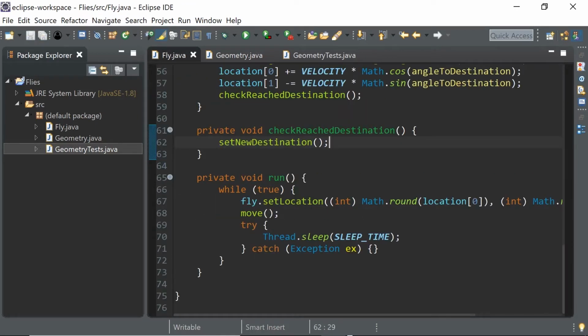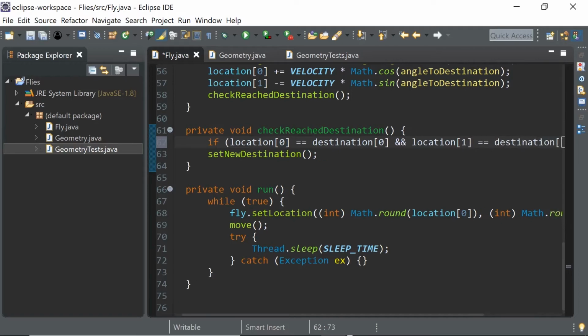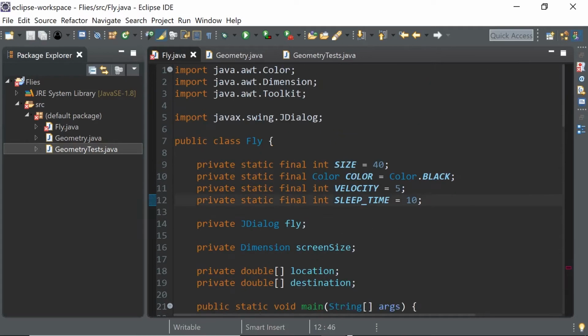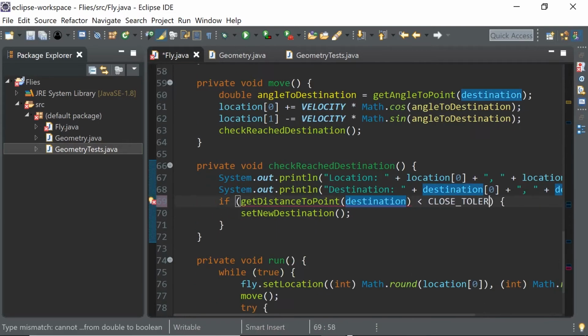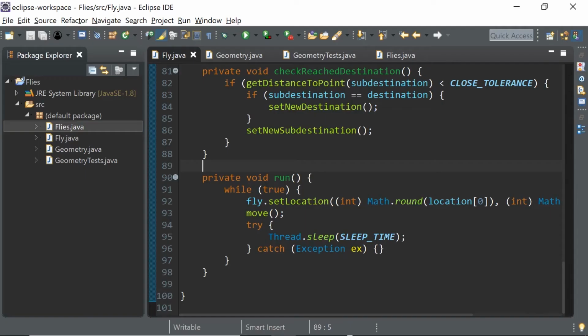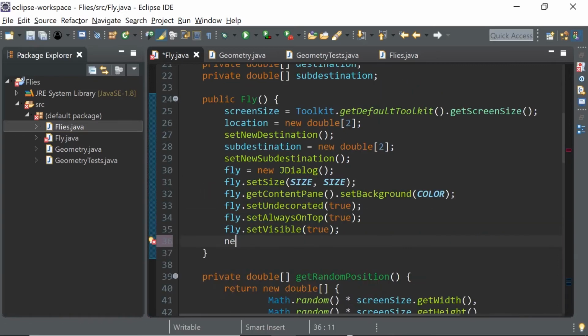We also dealt with imprecision in this project. When we were trying to find out if the fly had reached its destination, it wasn't going to reach it exactly, so we had to deal with that and figure out how to count close enough as reaching the destination. We talked about reference types and what some of the implications of reference types are, and we talked about concurrency and threads in Java. That's just the science side.